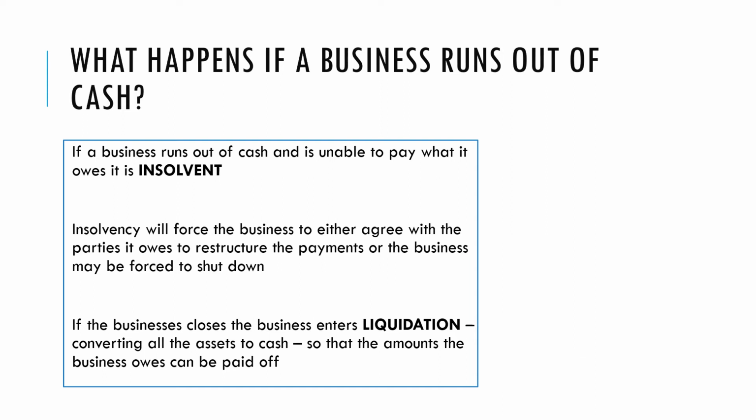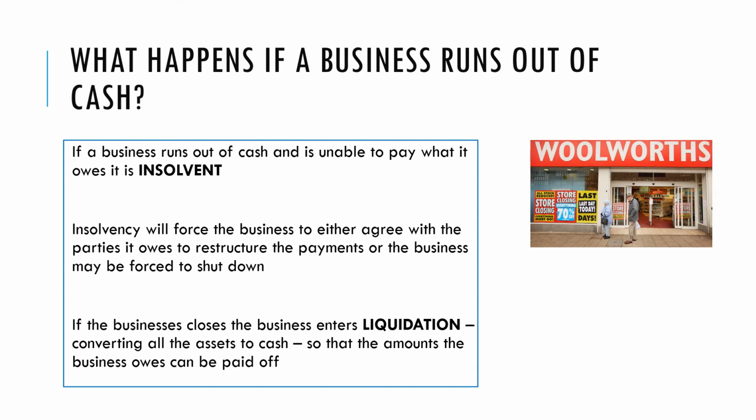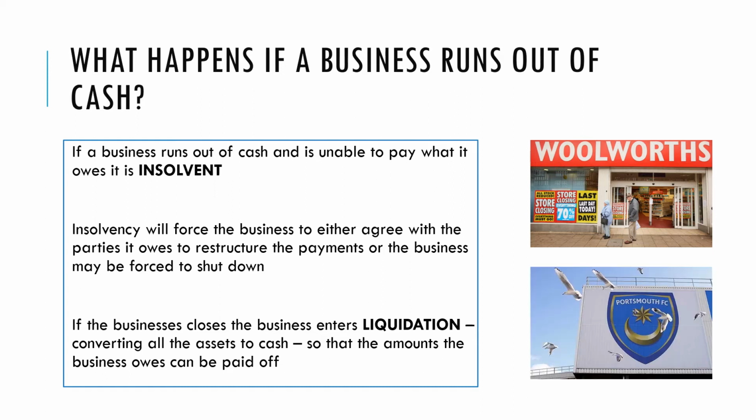Can you think of any businesses that you might know of that have run out of cash and shut down? There have been quite a few examples in recent years. For example, Woolworths. When Woolworths was liquidated, you could even buy the tills as they sold off all the assets of the business. A number of football clubs as well have also faced issues with running out of cash and have entered liquidation.